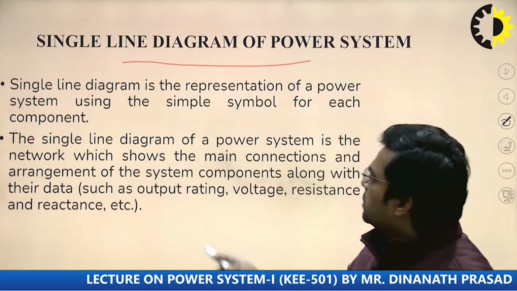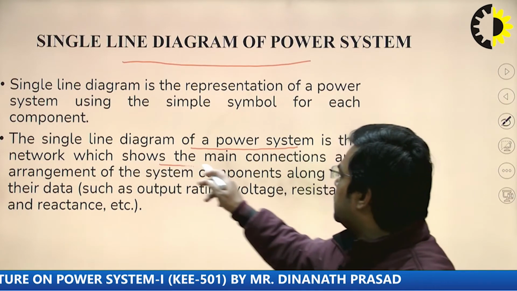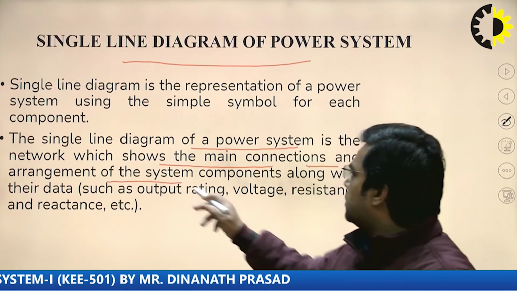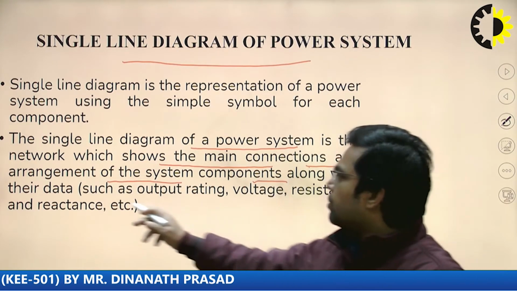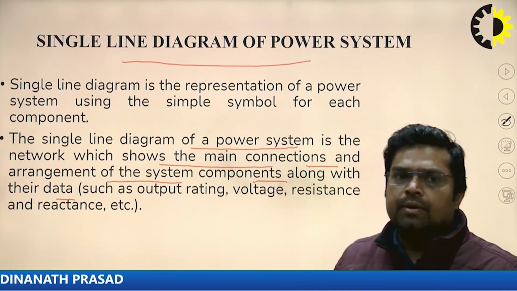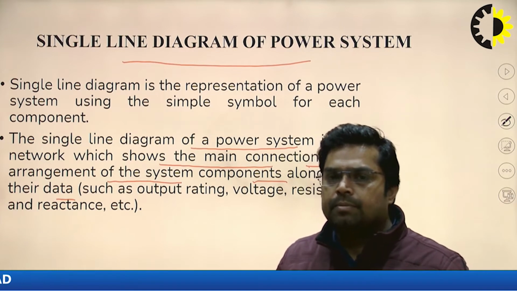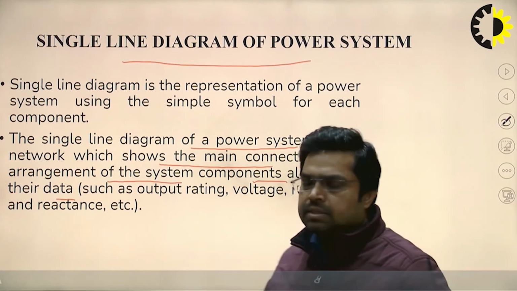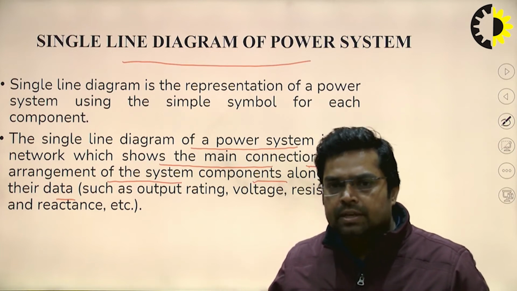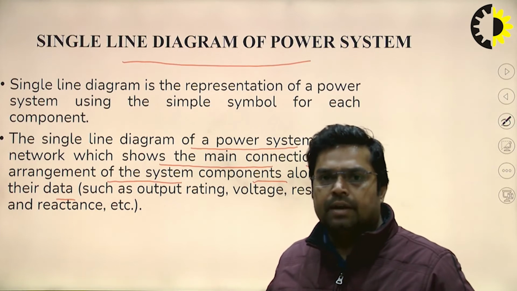So the single line diagram of a power system is the network which shows the main connections and the arrangement of the system components along with their data. Their data is also given, like what their voltage rating is, what their output rating is, what resistance and reactance components they have, and what their groundings are. All these data are provided in the single line diagram.